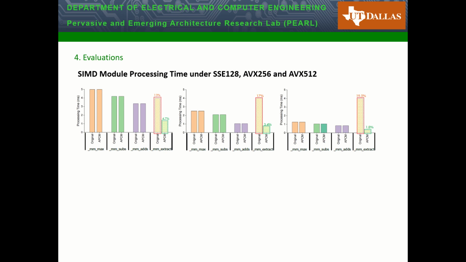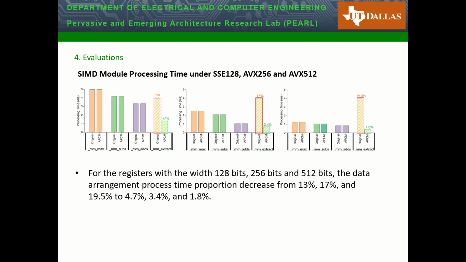This section demonstrates the SIMD module processing time. For the registers with the widths 128 bits, 256 bits, and 512 bits, the data enrichment process time proportion decreased from 13%, 17%, and 19.5% to 4.7%, 3.4%, and 1.8%.